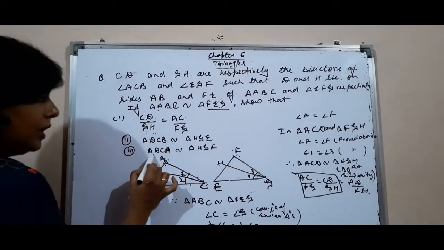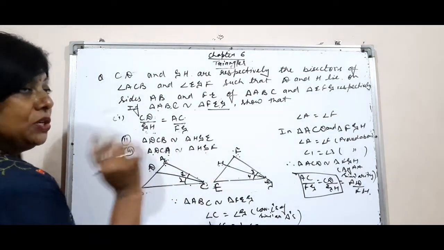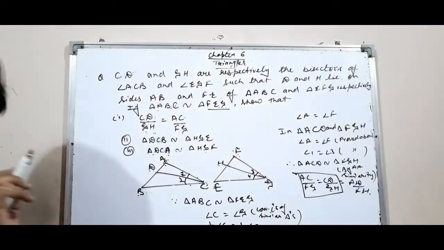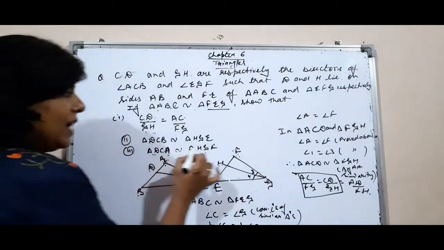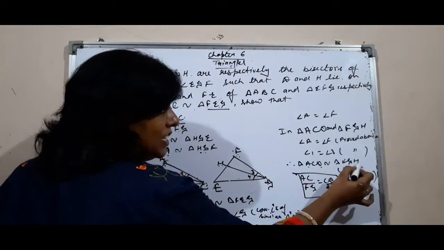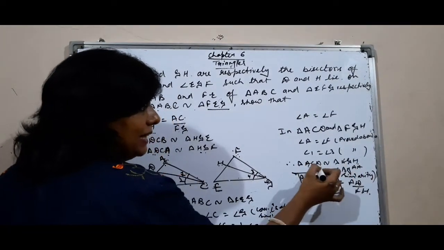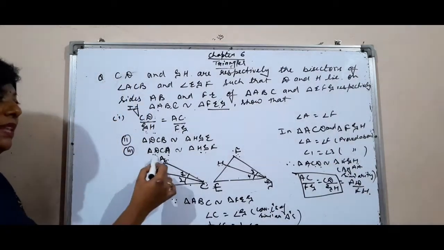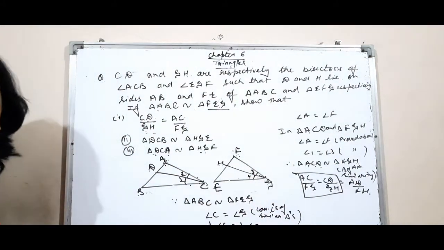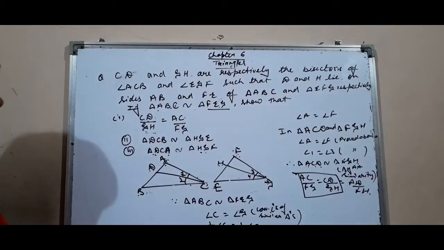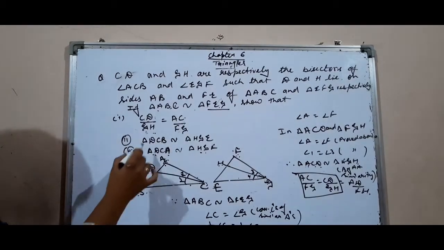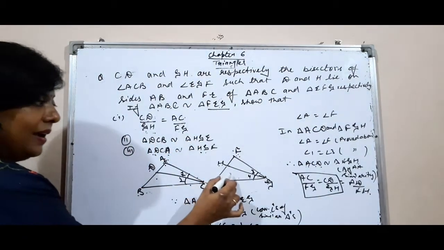In this third part, DCA is similar to triangle HGF. You can write it same like this also. D की correspondence किसके साथ है? H के साथ है। A की F के साथ है, C की G के साथ है। Same thing you had proved over here. Okay. Now the next part is triangle DCB is similar to triangle HGE.